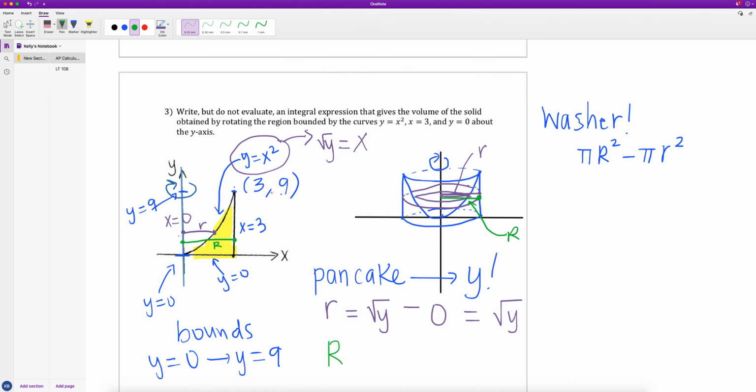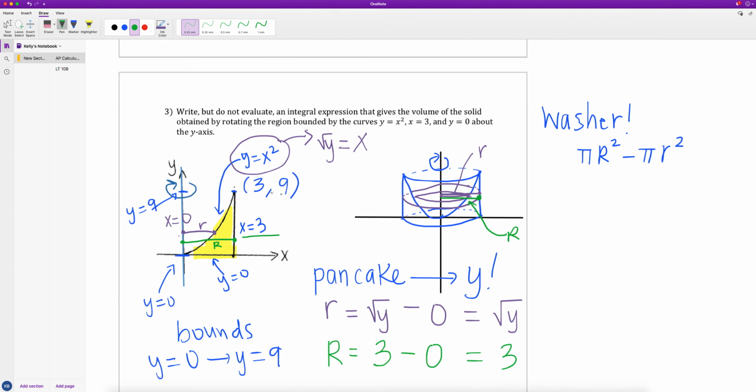Now to find our big radius, we're going to do the same thing. Over here, this big radius went all the way out to x equals 3. Well, x equals 3 is conveniently already in terms of how I need it. It's already in this x equals form. So that means my right curve is 3, minus my left curve, which was my axis, x equals 0. Simplifying that down, I just get my big radius to be 3.